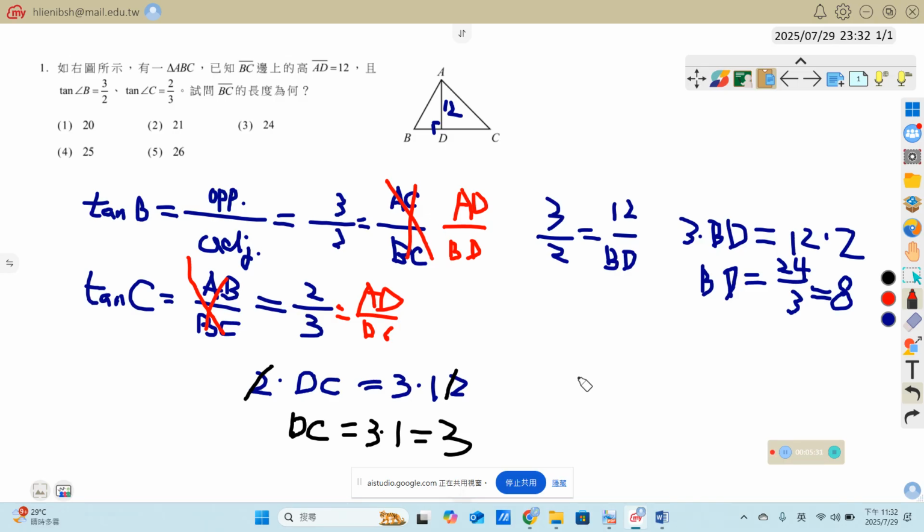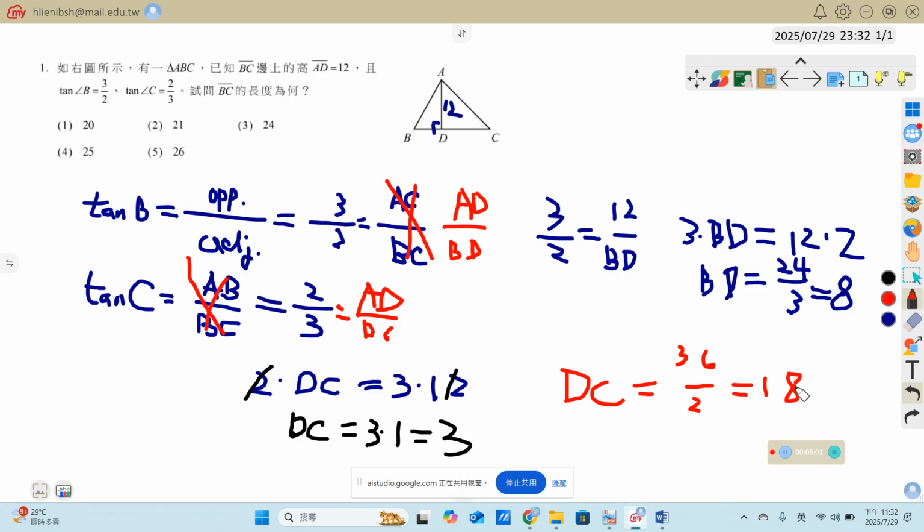You can divide 2 on both sides. The reason we do that is to isolate DC. Since DC is being multiplied by 2, dividing by 2 undoes that operation and leaves DC by itself. So if you divide 36 by 2, what do you get? 18. That's right. So DC equals 18.